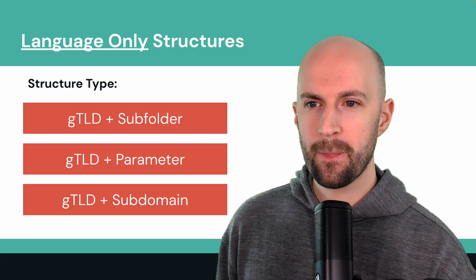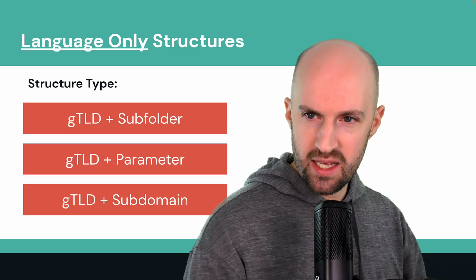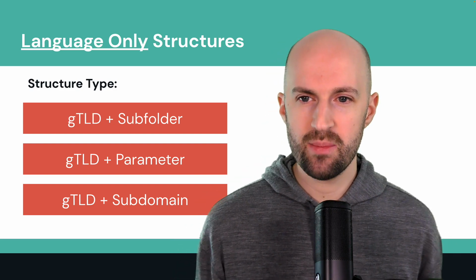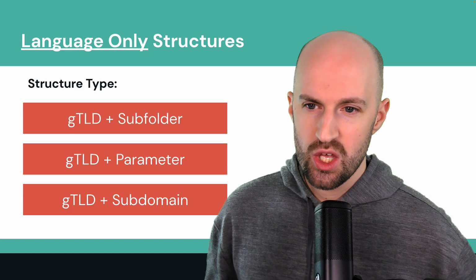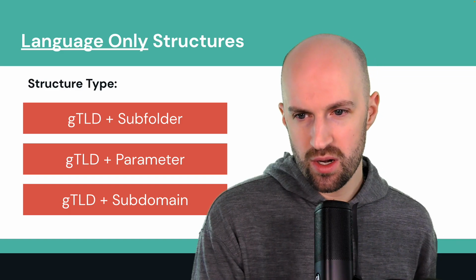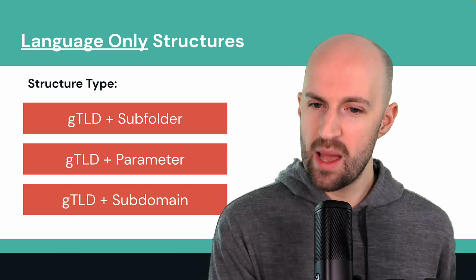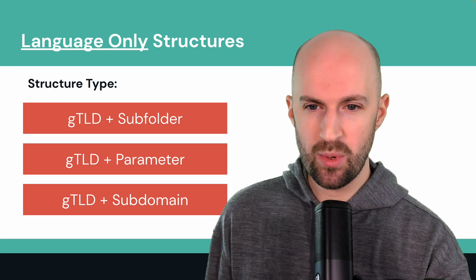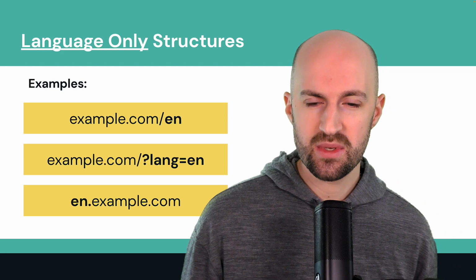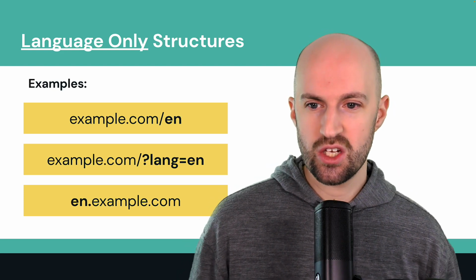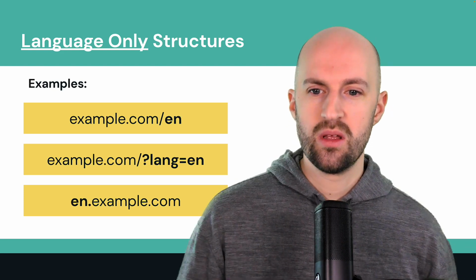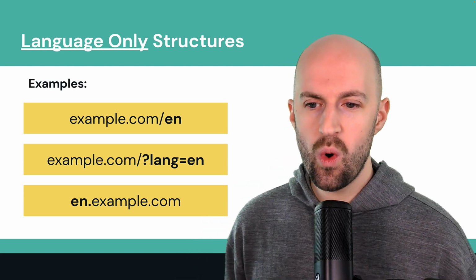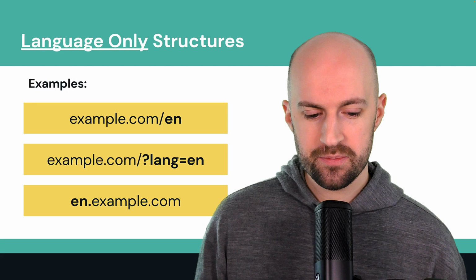gb.example.com. Or if your website is in one specific country, but you want to target multiple languages, you could use the gTLD plus subfolder, you could use a gTLD plus parameter, or you could use the gTLD plus subdomain. Let me show you examples. So example.com/en, en for English, example.com?lang=en, or en.example.com.